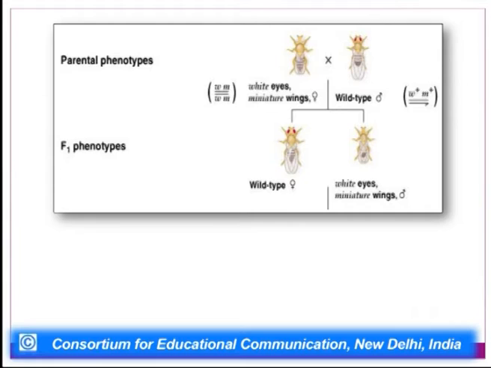So you can see that because they are X-linked, the female has two X chromosomes, and one of them, coming from the female, carries the white eye and miniature wing alleles. The wild type is coming from the male, and this wild type will always be dominant over the X coming from the female.